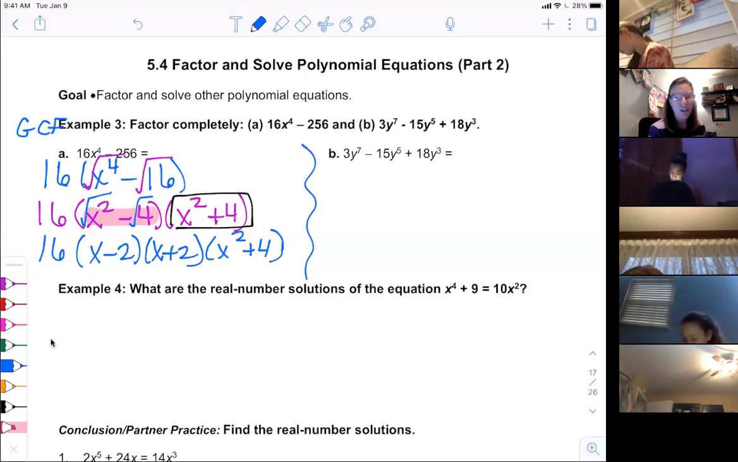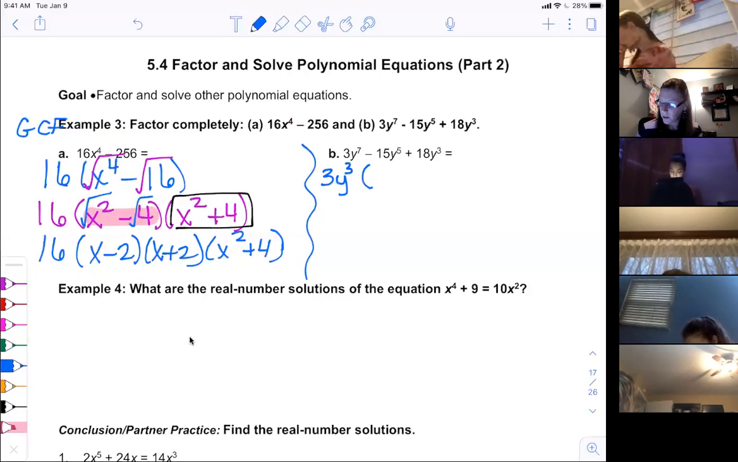Madison, is there a GCF for part B? Yeah, I pulled out 3. And what else besides a 3, Madison? What else do they all have? I also pulled out y to the third. And then what were you left with when you pulled that out? I didn't fully do it yet, but I have y to the fourth minus 5y to the second plus 6. Yep, that's perfect.